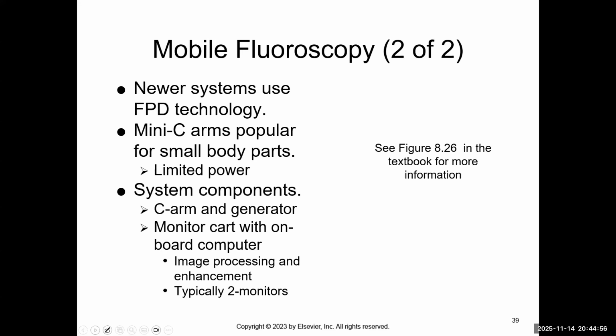All right, newer systems, again, we're using those flat panel detectors versus the image intensifiers. We do have mini C-arms. They're good for smaller body parts, but they do have limited power because we're only using them for things like extremities. These mini C-arms usually aren't owned by the radiology department.